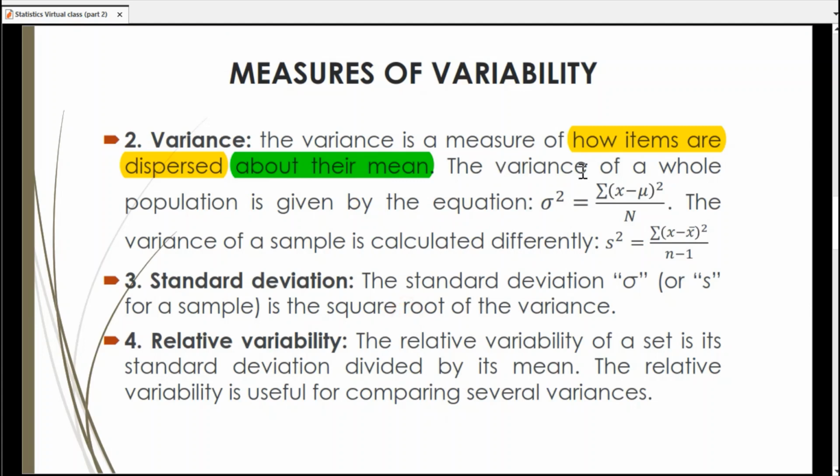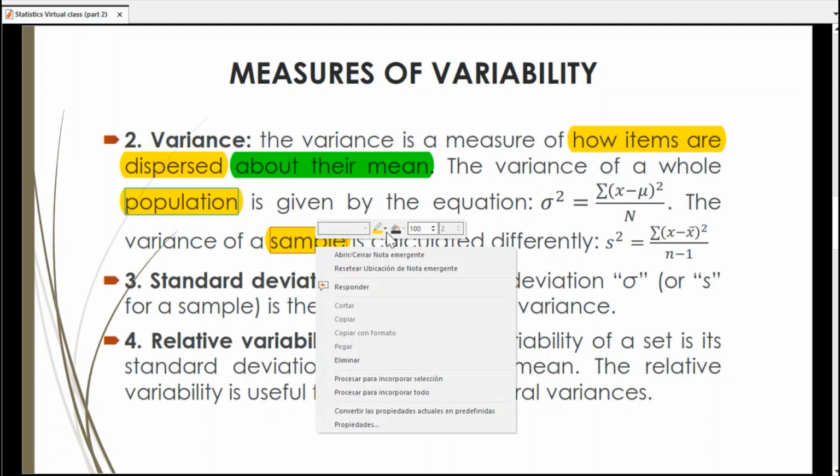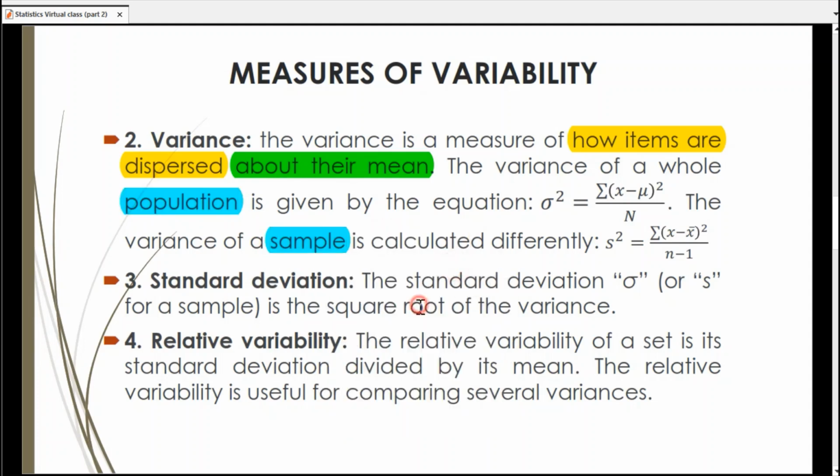The variance of a whole population is given by the equation sigma squared equals this value, and the variance of a sample. So look, we are talking about two very important concepts, okay? Population and sample. I'm going to use a distinctive color for them because they are really important. Now, let's clarify these two concepts before we continue.